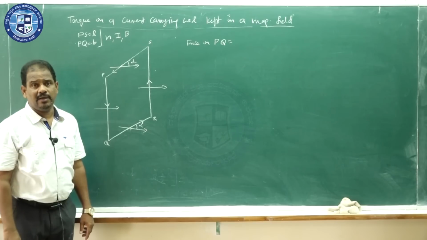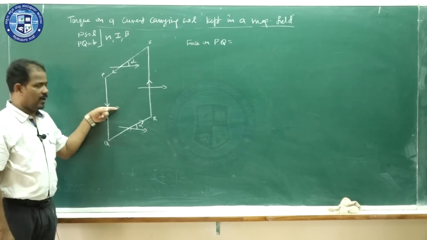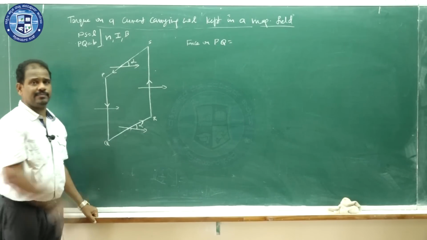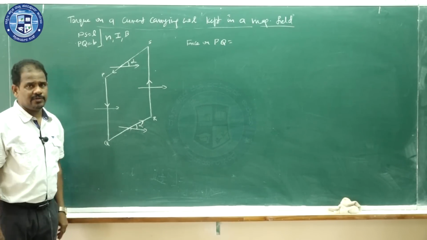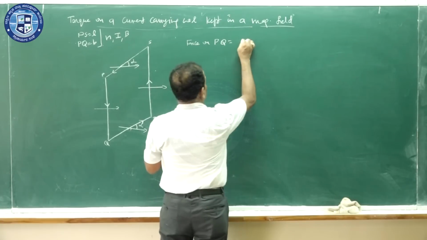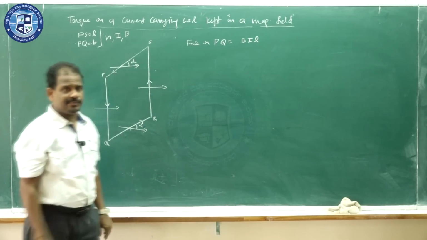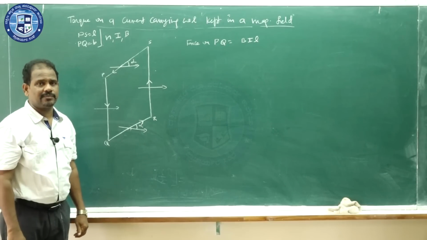What is the formula? BIL sin theta. What is the current here? Magnetic field, it is B. I already told you, everywhere the magnetic field is the same. What is the current going in this wire? It is I. So B into I into L: BIL sin theta. What is theta?